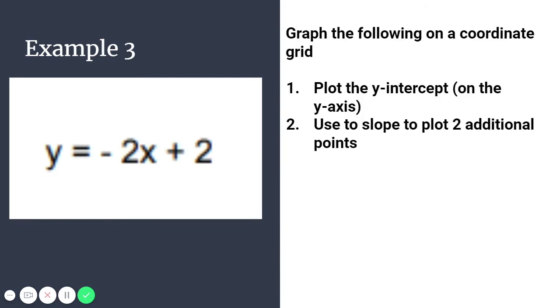For example number 3, you are given the equation y equals -2x plus 2. Please graph this following equation on the coordinate grid. Remember to plot your y-intercept on the y-axis and then use the slope to plot 2 additional points. Please pause the slideshow at this time to note your answers on your grid paper and resume the slideshow when you are ready to go over the answer.